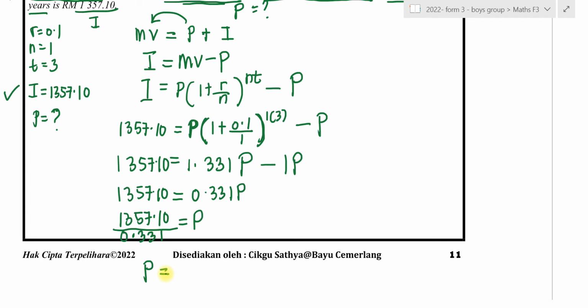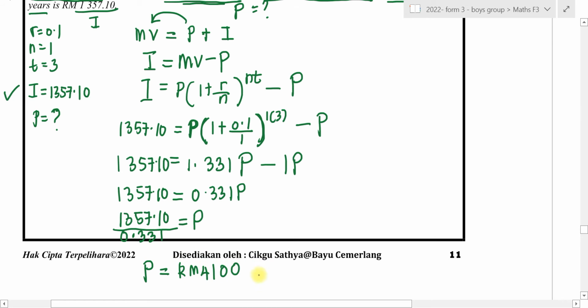So how much are you getting, Haridev? 4,100. Yes, that's the answer. RM 4100. Okay, that's how we solve this.